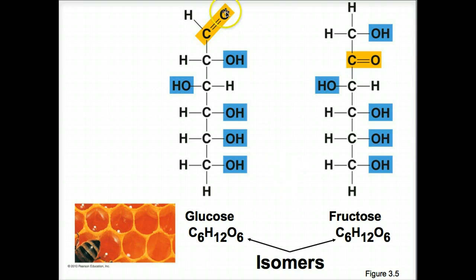So in glucose, the carbon double bonded to oxygen is up here at the top of the molecule, whereas in fructose, it's actually a little bit farther down the molecule, which gives them different properties. So just by looking at this formula, I wouldn't be able to tell, right? I'd have to actually look at the structural formula in order to be able to tell the difference.